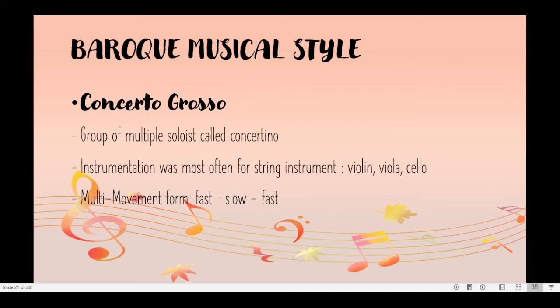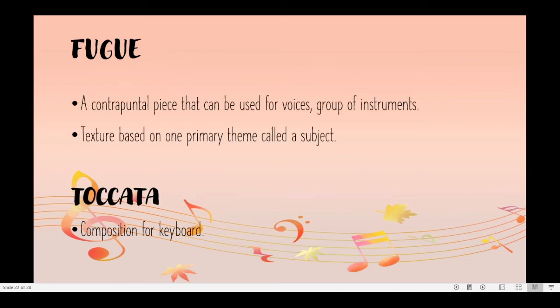Aside from that, we have the instrumentation first of the concerto grosso: the violin, viola, cello. Please take note of that, ha? And then we have the Baroque orchestra. Before we proceed to the fugue and toccata, let's move first to the Baroque orchestra.